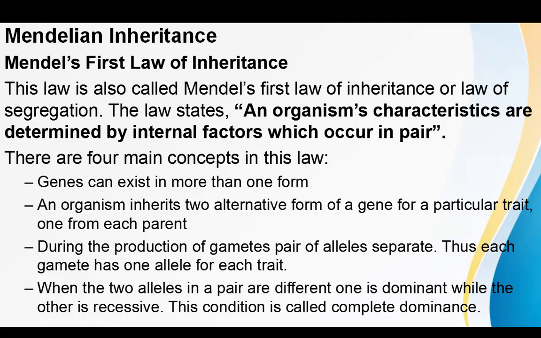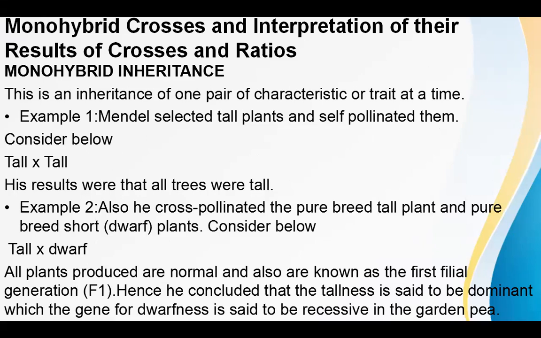Moving on, let's see the monohybrid cross and the results and ratios that come from the crossing. When we talk about monohybrid inheritance, we mean the inheritance of one pair of characteristics or traits at a time. For example, Mendel selected tall plants and self-pollinated them, and all of the resulting plants were tall.